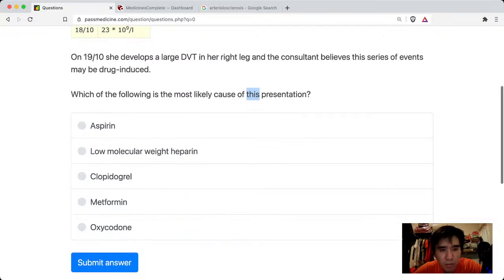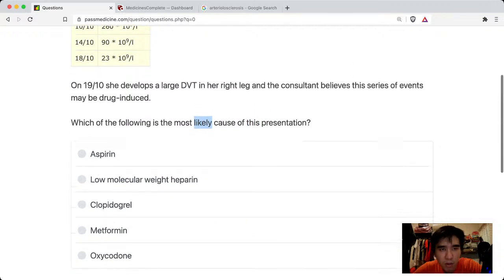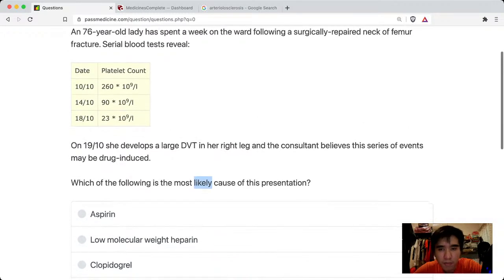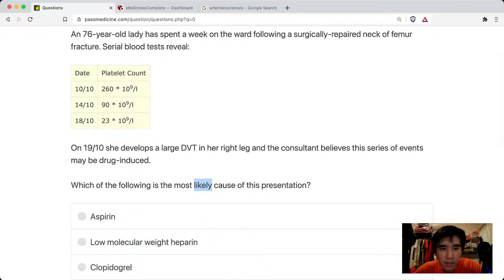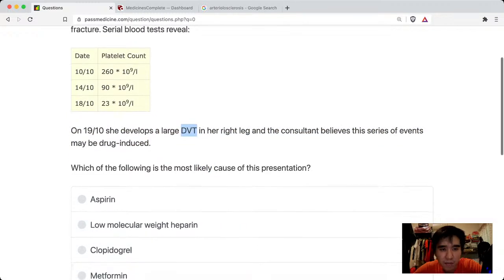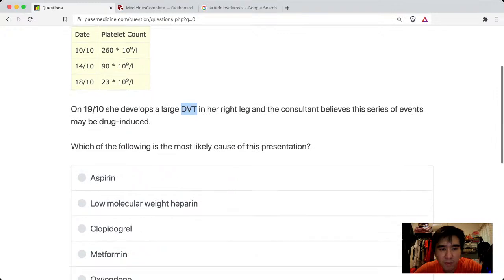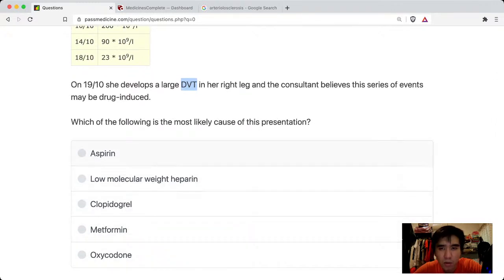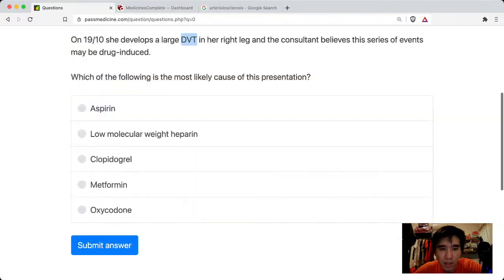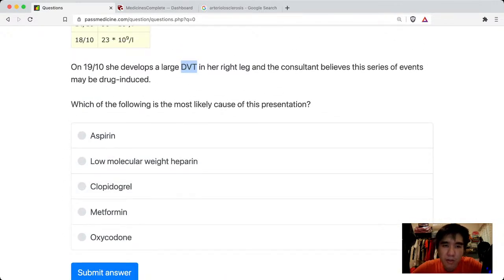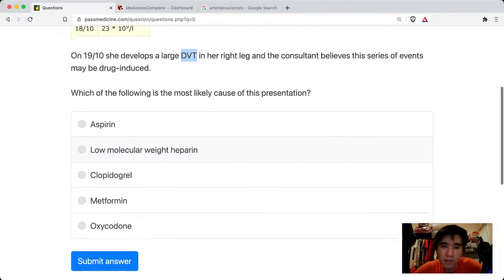What's causing platelet drop? Aspirin, does it cause platelet to drop? But it will prevent DVT. Heparin, metformin, oxycodone. I have no idea actually. So aspirin is an antiplatelet, so is clopidogrel. Low molecular weight heparin is an anticoagulant. All of these are blood thinners to prevent clotting. So these all work to prevent DVT.